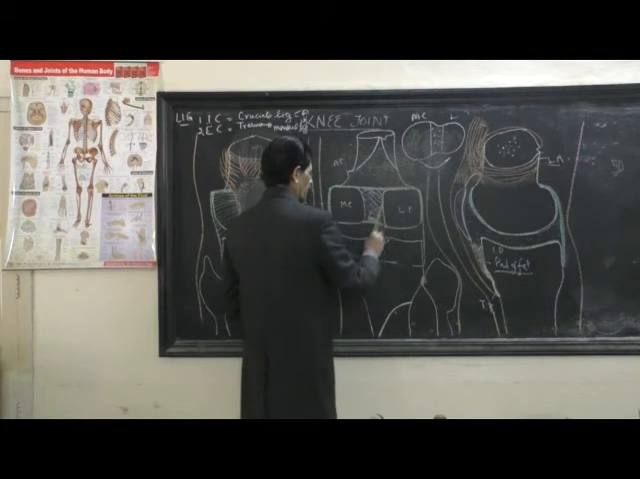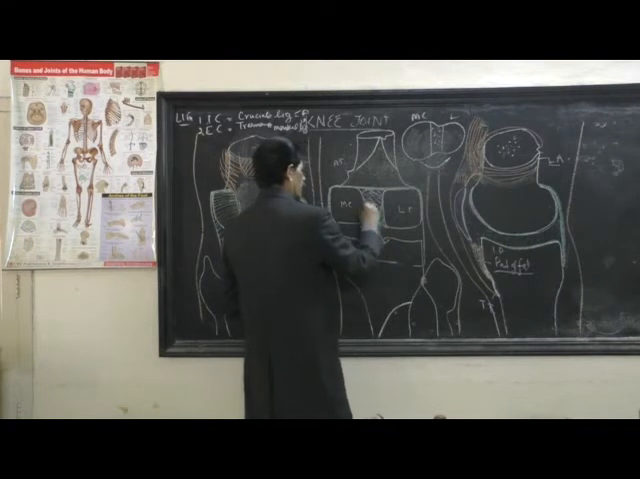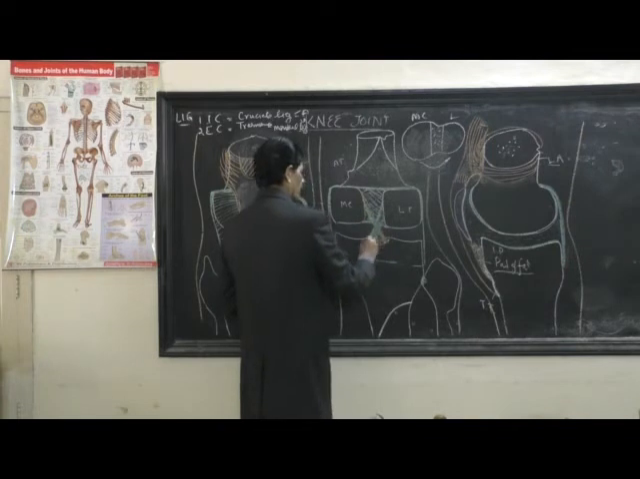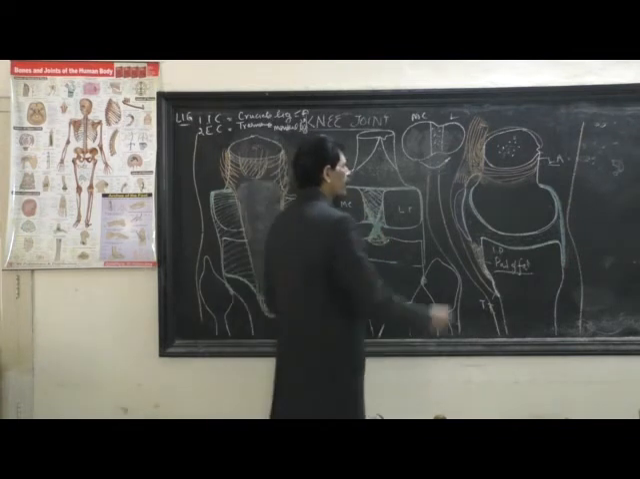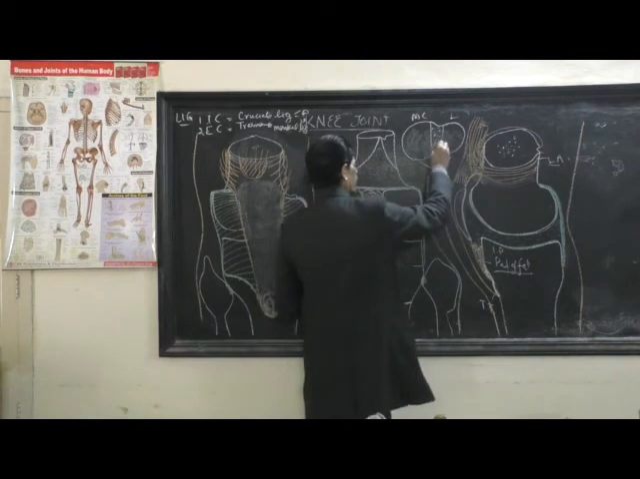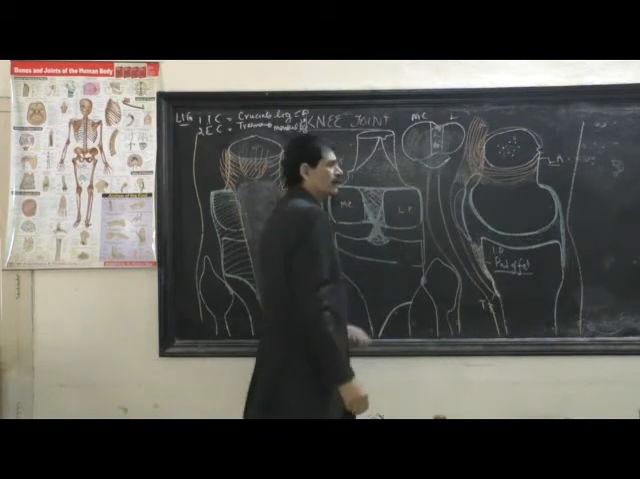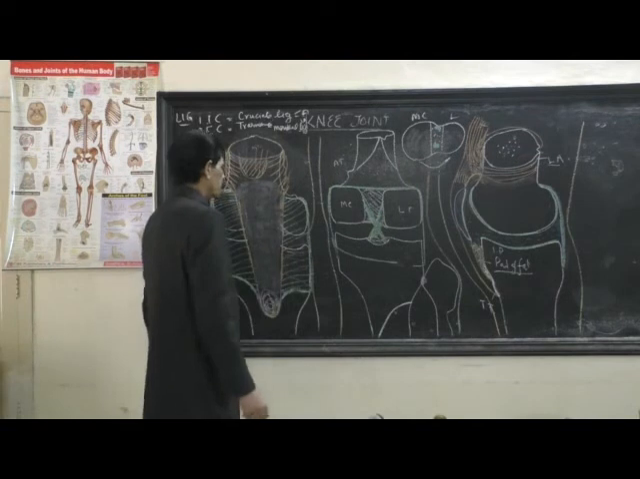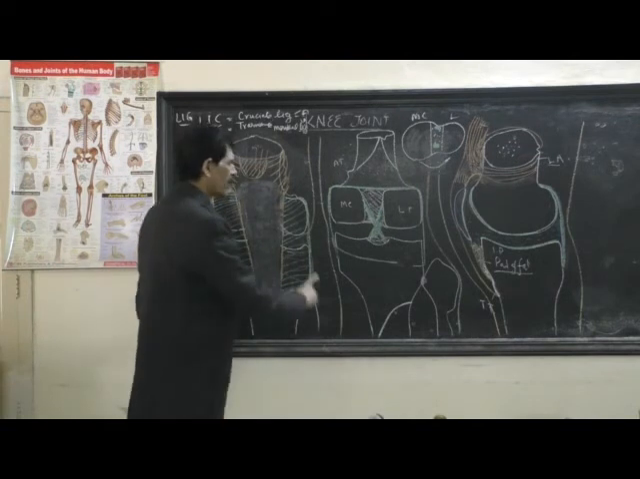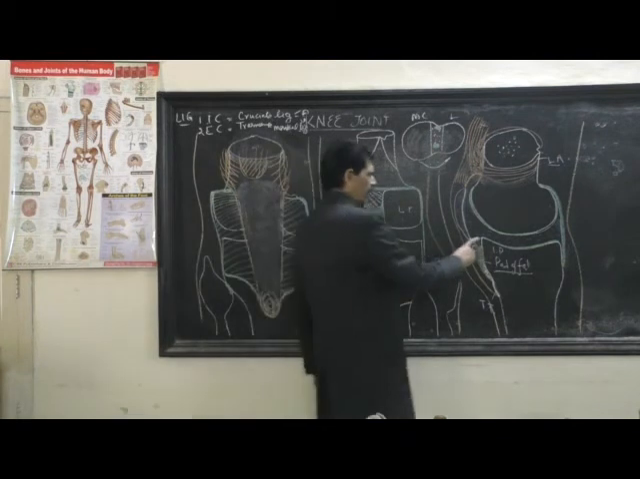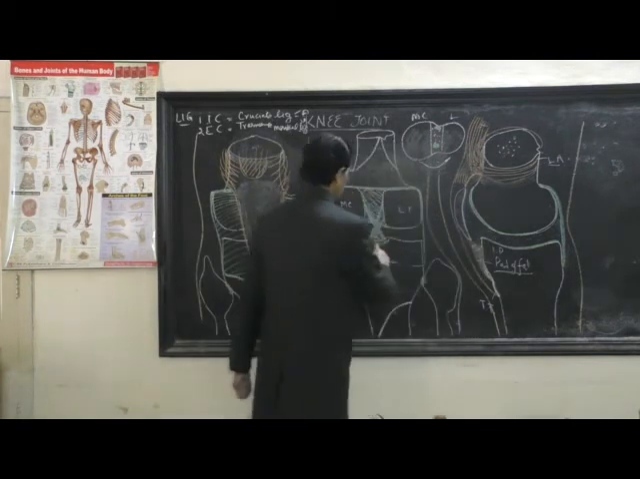So they cross each other. The anterior cruciate ligament and the posterior cruciate ligament are attached to the intercondylar area, and they cross. The anterior cruciate ligament is attached to the anterior part of the intercondylar area, and the posterior cruciate ligament is attached to the posterior part of the intercondylar area.